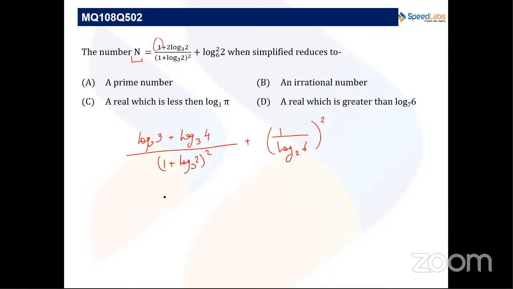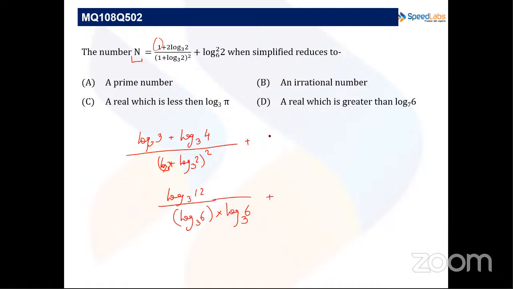So this quantity will be log 12 to the base 3, and the denominator will be 3 to the base 3, so that will be log 6 to the base 3 whole square. So this is plus, let's not change this one right now. Let's write it as log 2 to the base 6 into log 2 to the base 6 only.